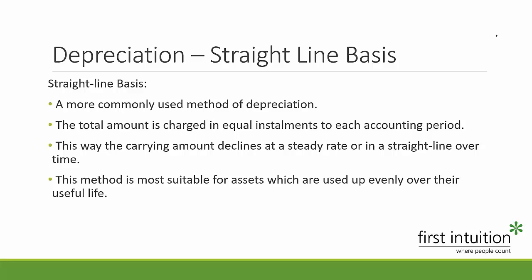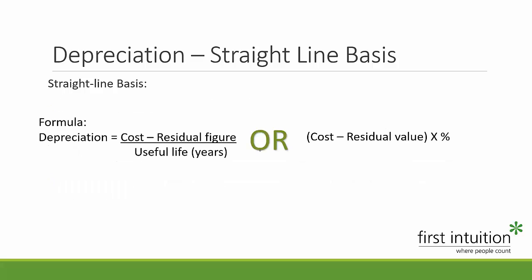So in terms of straight line basis, the formulas, which at this point you have probably had plenty of practice with before. You should be relatively familiar with them. So basically two different ways. The first one, which is probably the more common one you'll be used to, is your cost minus your residual figure or residual value. And that will be divided by the asset's useful life, or as it is more commonly known, its useful economic life. That is the term that you're probably going to see in your exam.